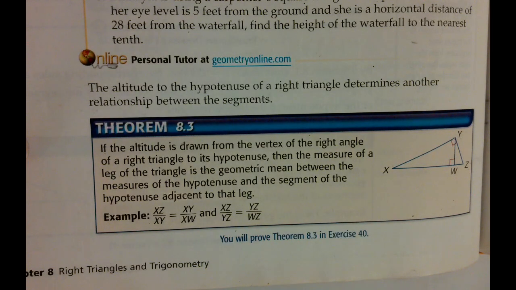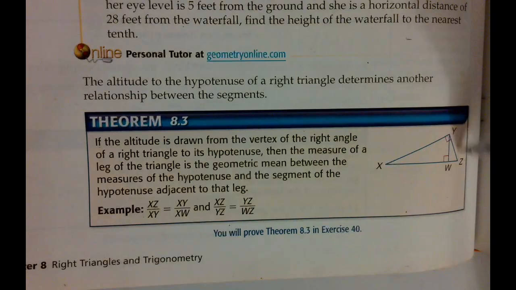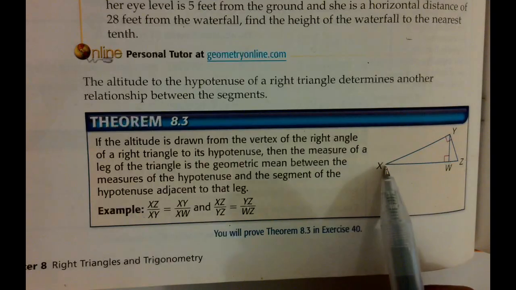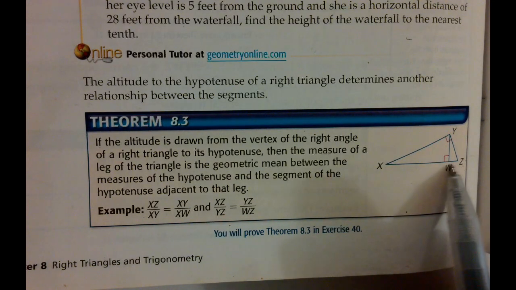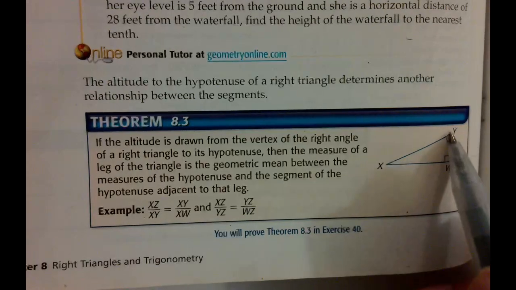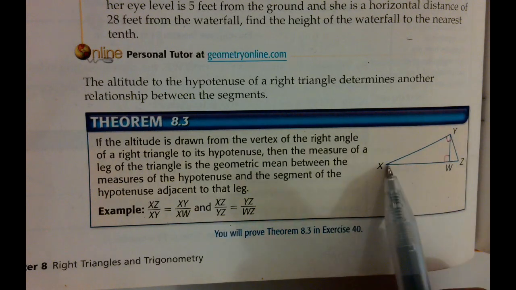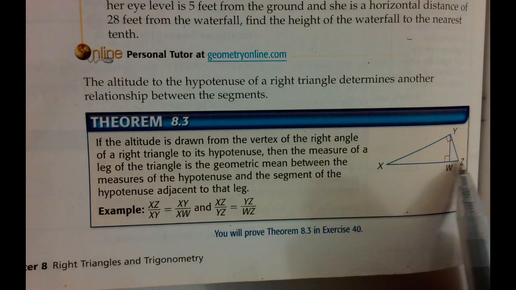Okay, so then here, what that means, for instance, is that YZ, which is a leg, is going to be the geometric mean between the whole hypotenuse, all of XZ, times the part of the hypotenuse that's closest to it, WZ. So YZ equals the square root of the whole hypotenuse, XZ, times this part that's closest to it, WZ.